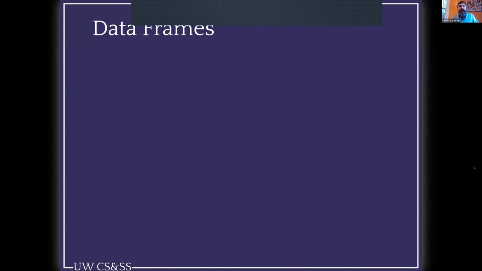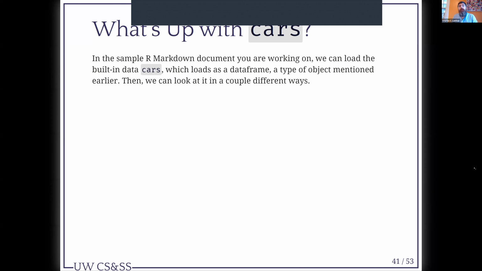Okay. Next, I want to talk about data frames, because data frames are sort of the basic object you're usually going to work with in R. It's how you're going to store most of your data. So what's up with the cars data set? I've used cars a couple of times. In the sample R Markdown document you're working on, we could load the built-in data cars. I did already in that document. You could do it yourself.